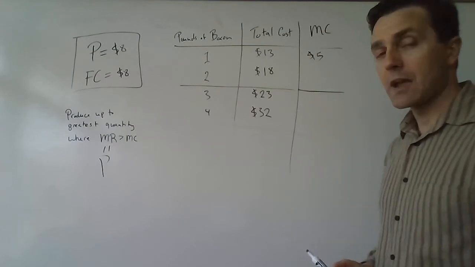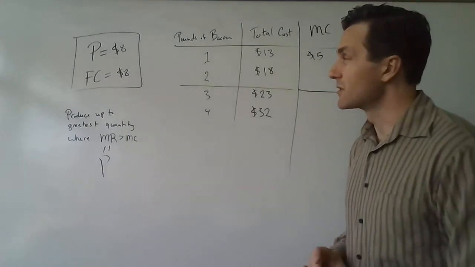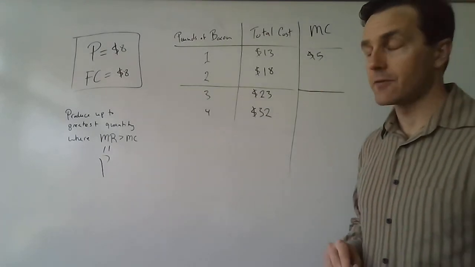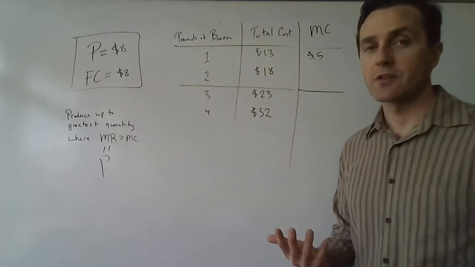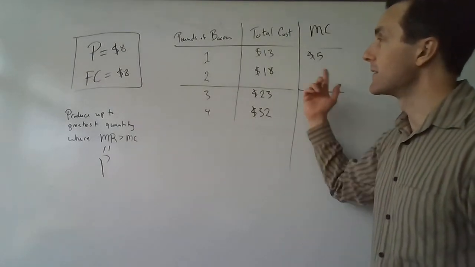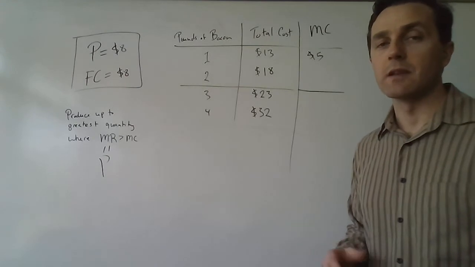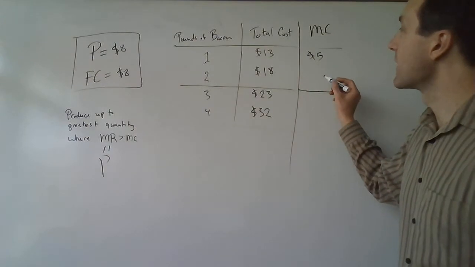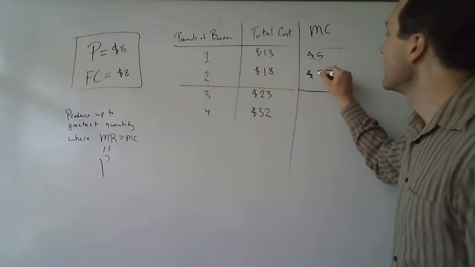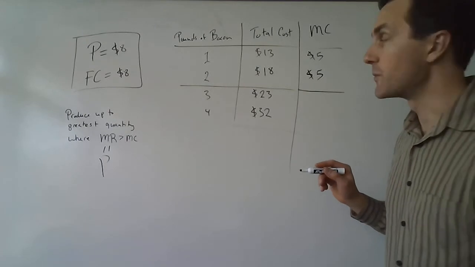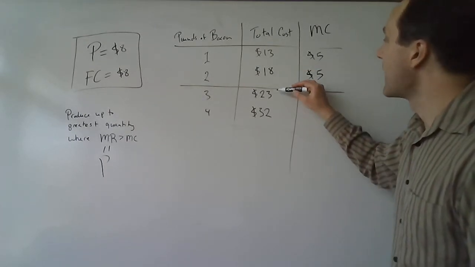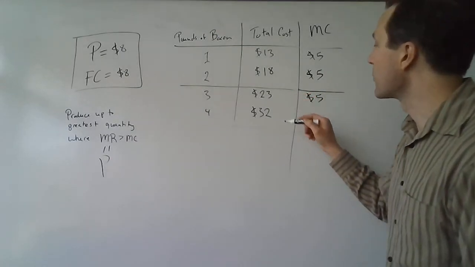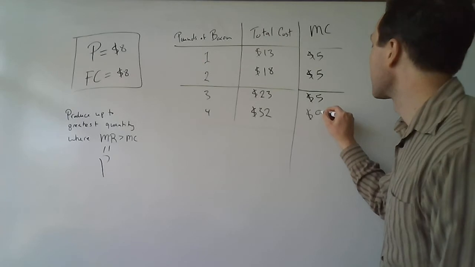So we want to ask ourselves, does it make sense for this firm to produce that first pound of bacon? Well, they can produce it for essentially five extra dollars. That's the marginal cost of producing that first pound of bacon. And they could sell it for 8, so they would be increasing their profit by $3 by doing that. Notice also that the marginal cost of the second pound of bacon is also 5, so it makes sense to produce that second pound as well. And then the marginal cost of the third pound of bacon is also 5. And then all of a sudden, for the fourth pound of bacon, the marginal cost goes up to 9.